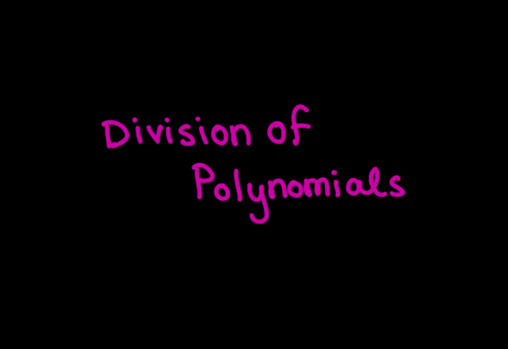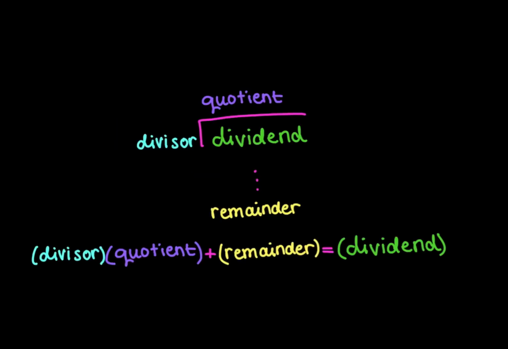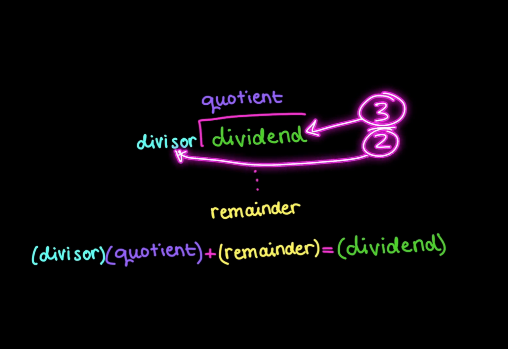Let's talk about the division of polynomials. Before we get into it, let's start by defining some of the terms that we will be dealing with. The first thing is the dividend, and that is the thing that we are dividing. The divisor is the thing that we are dividing with. So if, for example, I have 3/2, 3 is the dividend and 2 is the divisor.